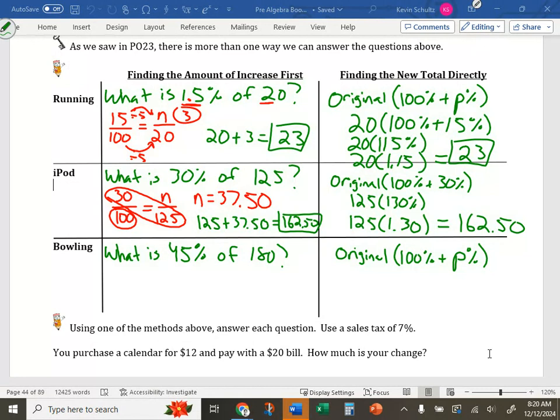Who has an answer they're confident in? Sawyer? Got 72 for 45. Increasing 180 by 45%, you got 72 as the amount of the increase? Not the whole thing, though, just the amount of the increase? I got something different. What'd you do, Sawyer? I did 4 times 18.